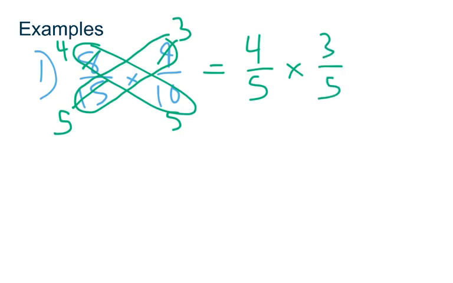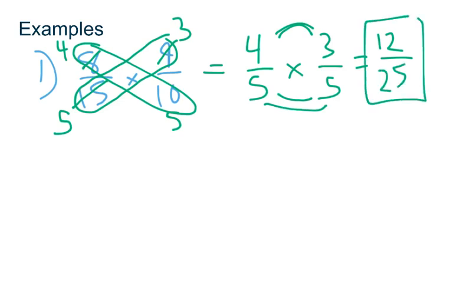To multiply fractions, you just multiply the numerators together and the denominators together. So 4 times 3 is 12, and 5 times 5 is 25. We check to see if we can reduce it, but we can't because the only factors of 25 are 1, 5, and 25, and none of those match up with factors of 12. So there's our final answer.